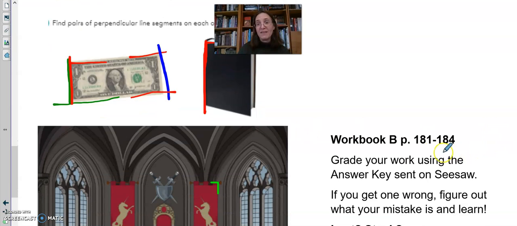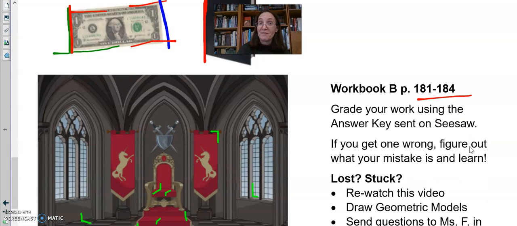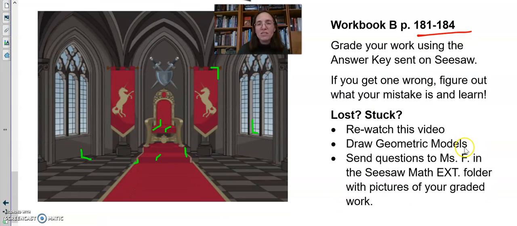So for your work today, you've got 3 pages. That gives them lots of space to give you pictures. And they want you to look around and find all the perpendicular lines that you can. If you get one wrong, don't worry. Figure out what your mistake was and learn from it. If you're still not sure about perpendicular lines, you can talk to your parents at home. They've got this one, guys. You can rewatch this video, draw, or even use your geometric model of a right angle, because perpendicular lines meet at right angles.